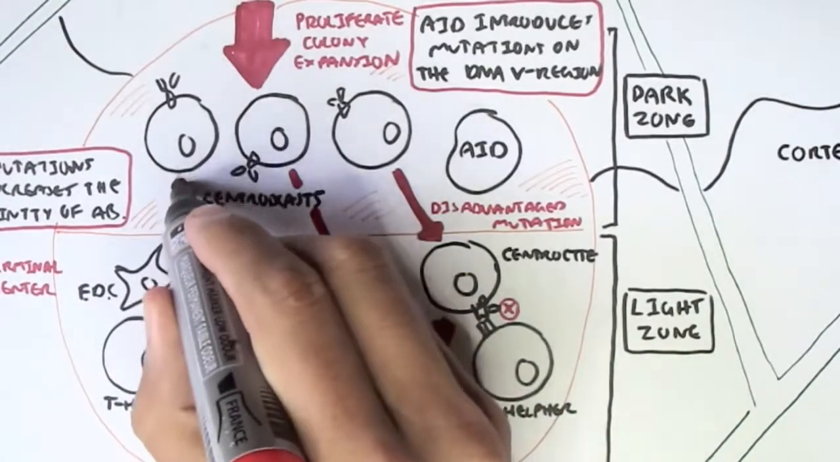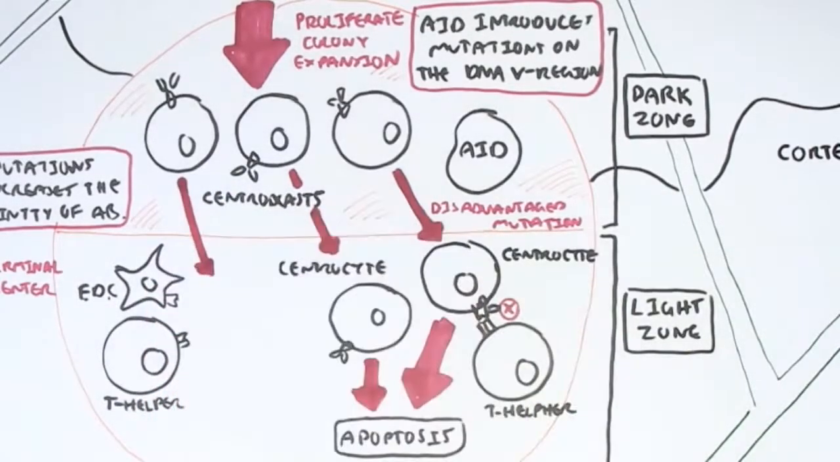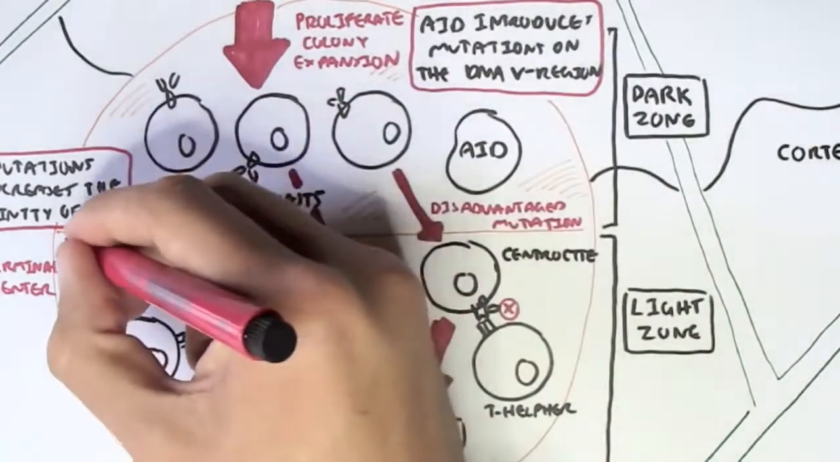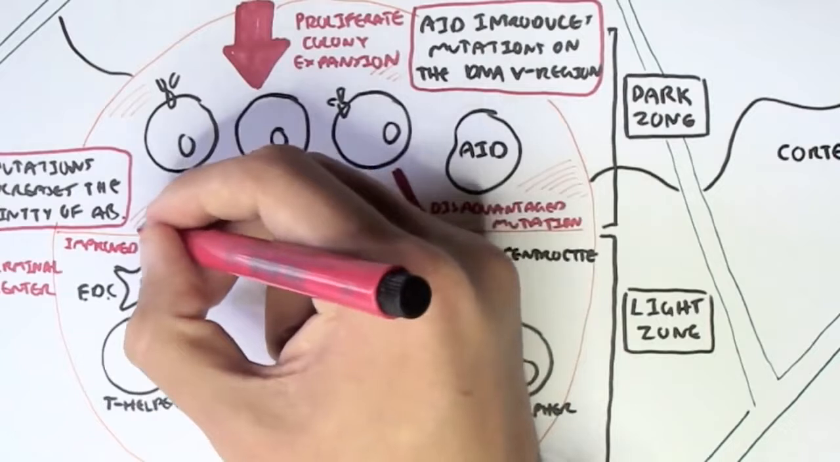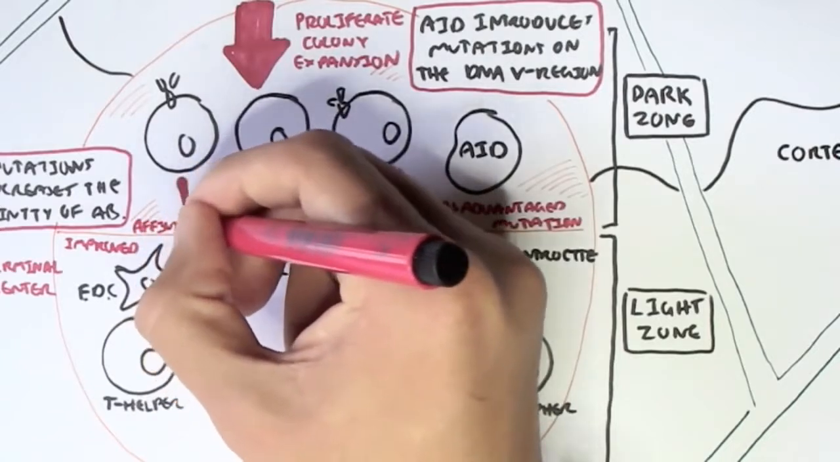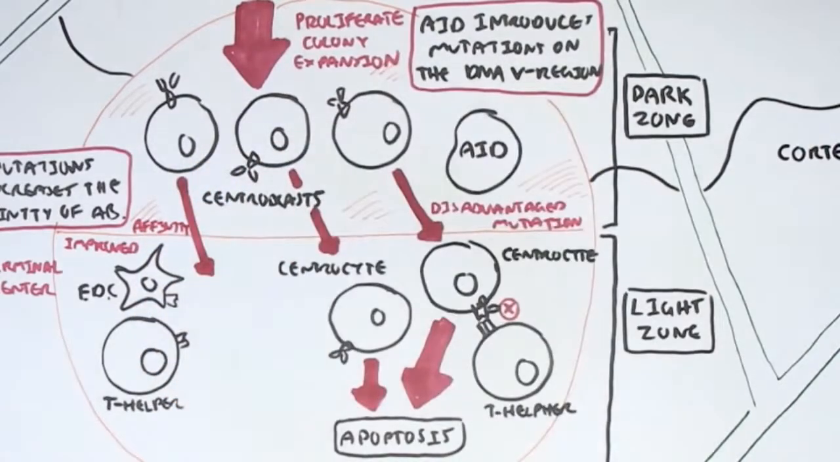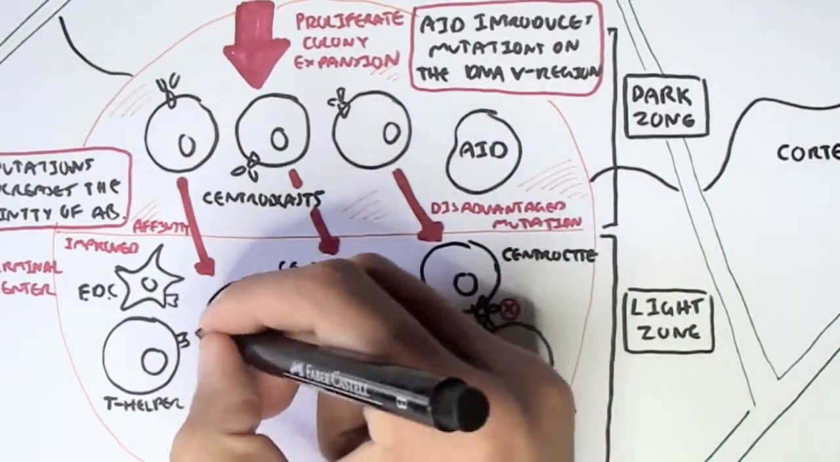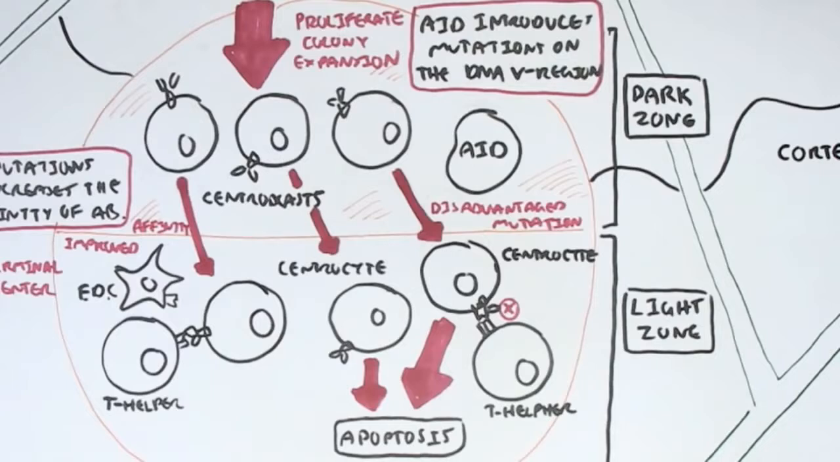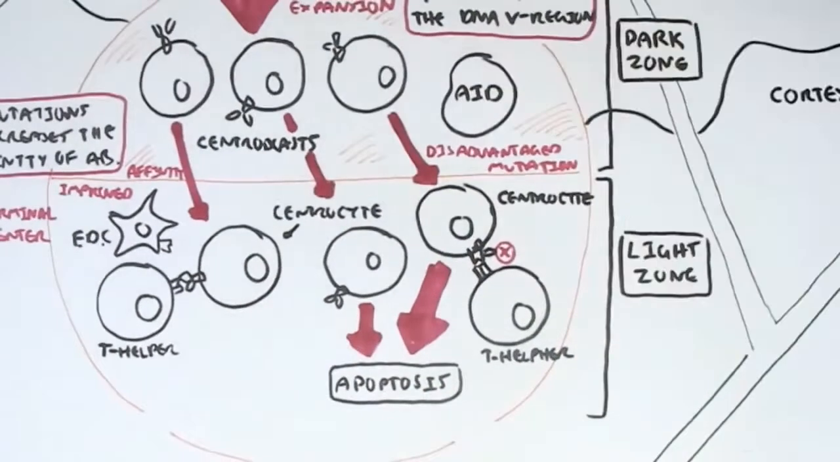However, this particular centroblast had an improved affinity through hypermutation, and so as it moves to the light zone and becomes a centrocyte, it recognizes the antigens from the T helper cell or the follicular dendritic cell. And so the body would want to produce more of this particular centrocyte because it had improved affinity.